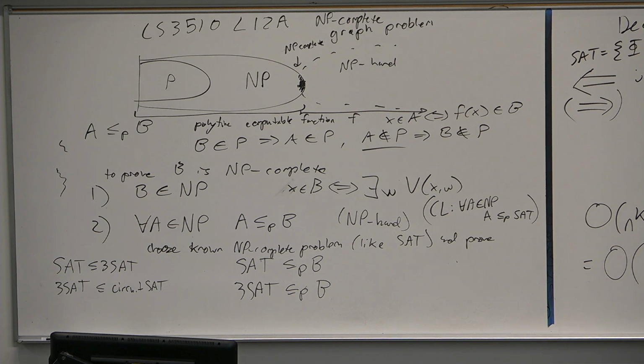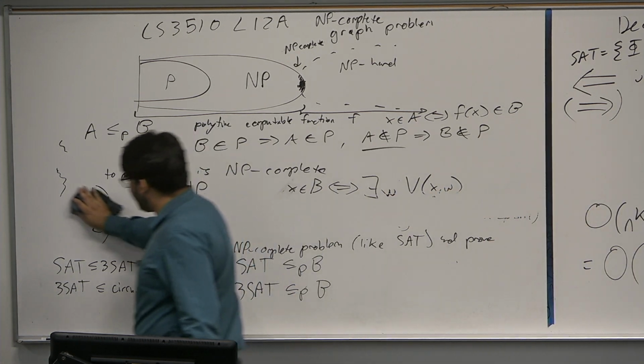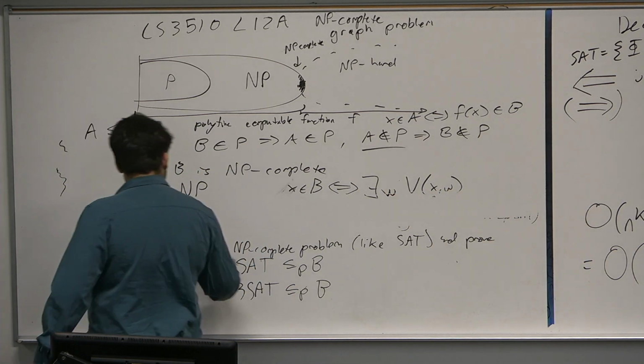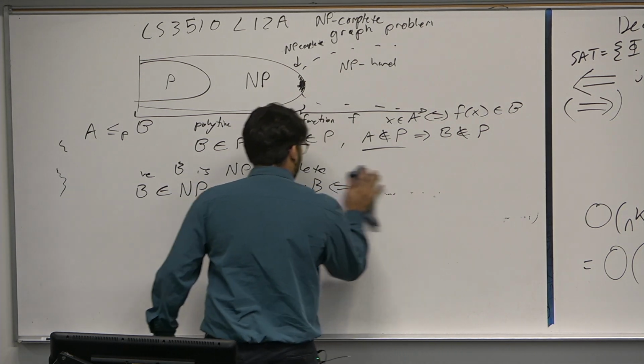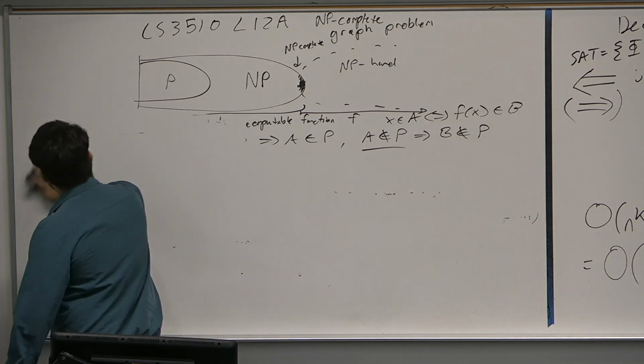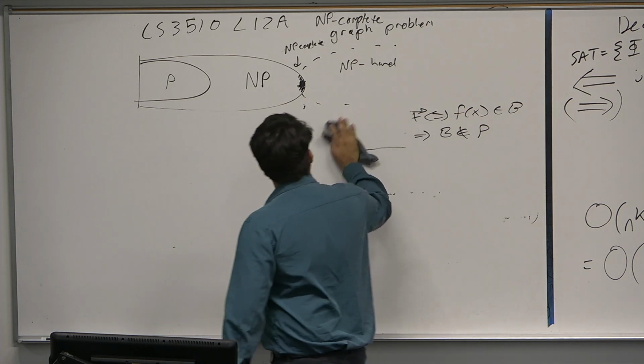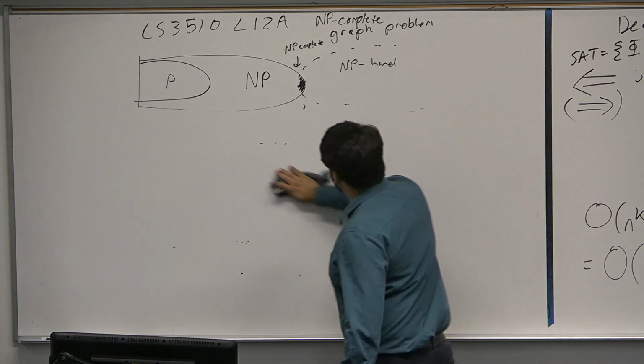Also, I should be writing 3SAT here. We usually reduce from 3SAT instead of SAT. They're equivalent, right? But it makes all the reductions simpler, as you'll see. Not in a big O sense, but in the sense that they're easier to write and easier to explain.